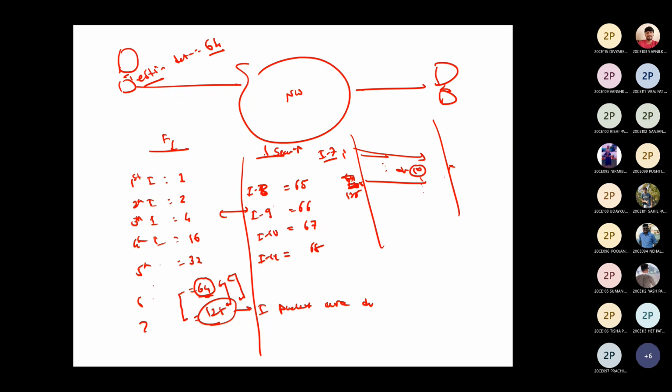Yes, sir. What is the difference? Sir, in phase 1 the packets double, and here just one by one.